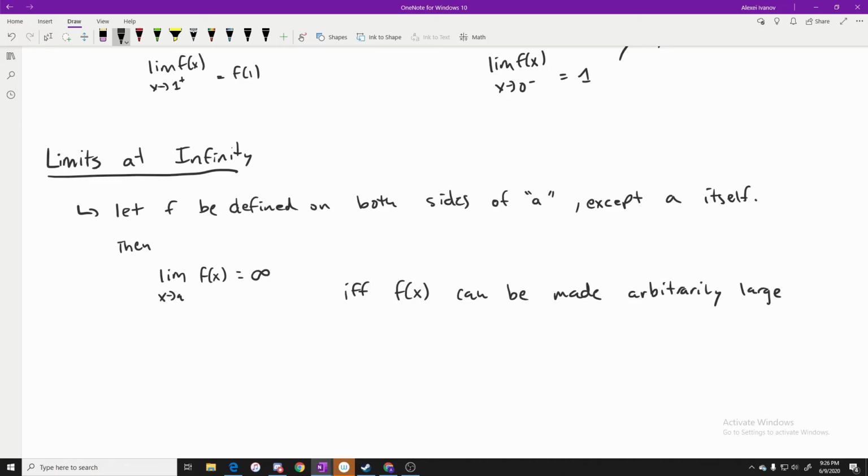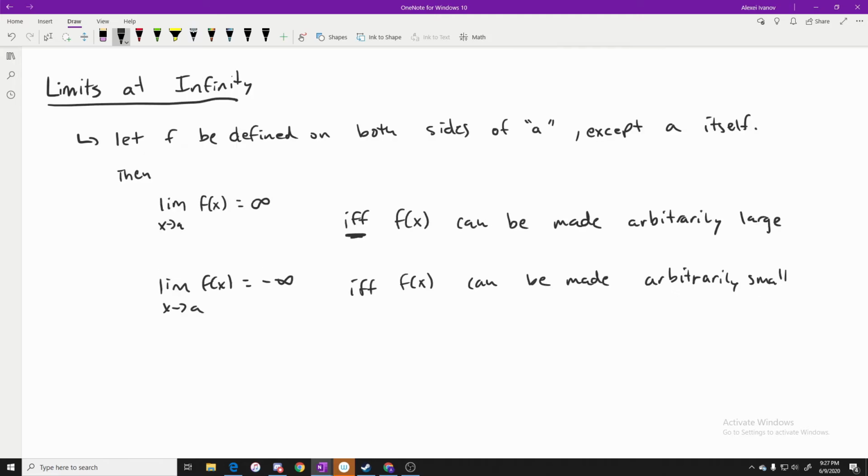It will just be the value of infinity. So the definition goes something along the lines of this. Let f be defined on both sides of a, so we do have a left-hand limit and a right-hand limit, except at a itself. Then we say that the limit of f of x as x approaches a is equal to infinity if, and only if, f of x can be made arbitrarily large. Meaning if we take an x closer and closer to a, f of x will get larger and larger and larger.